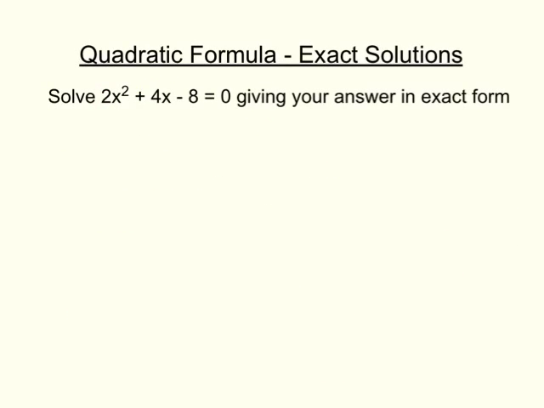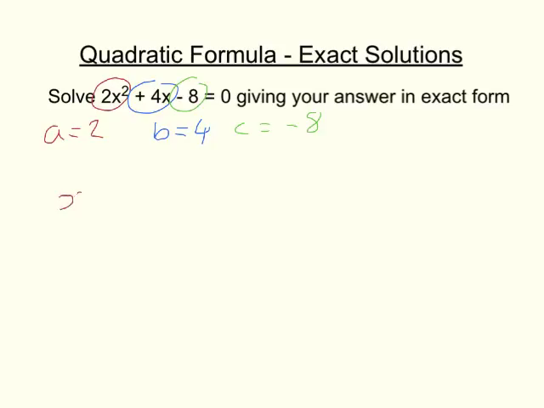Now we're going to look at the final example. We're looking at this quadratic here, and again giving our answer in exact form. So first of all, we have a is the coefficient of x squared, so that's 2. b is the coefficient of x, so b is 4. And c is the constant number by itself, so c is minus 8.